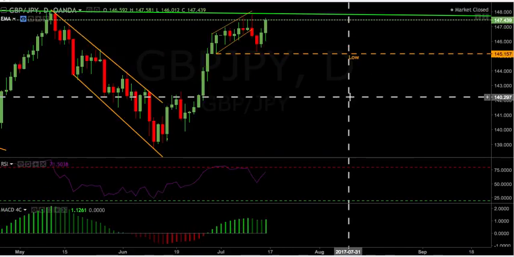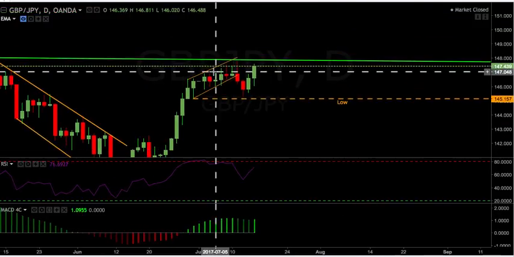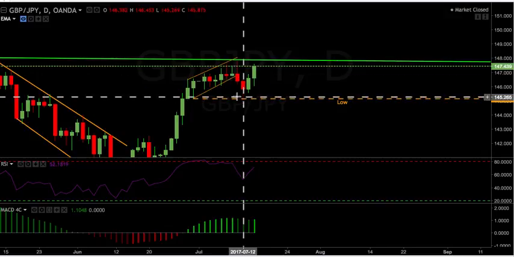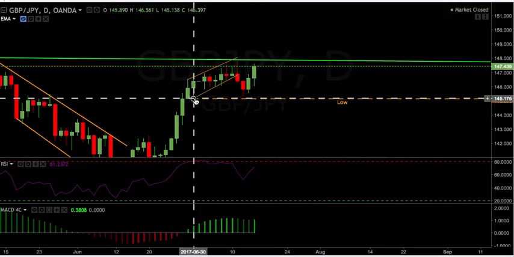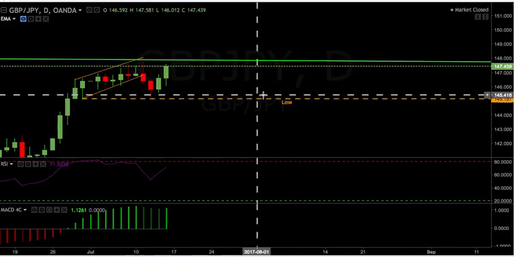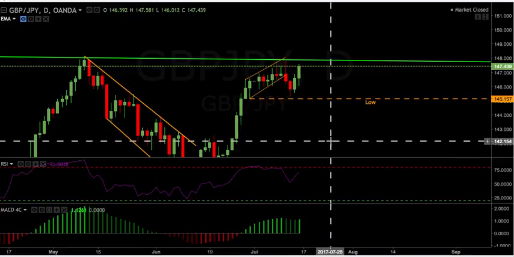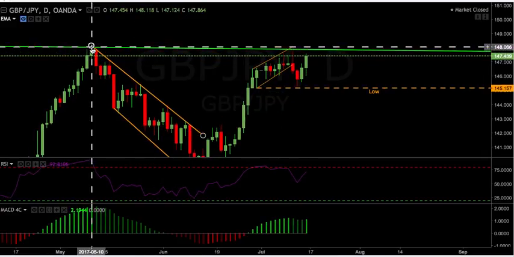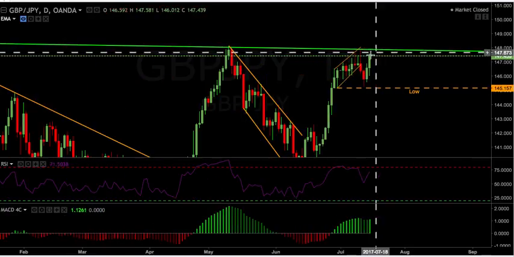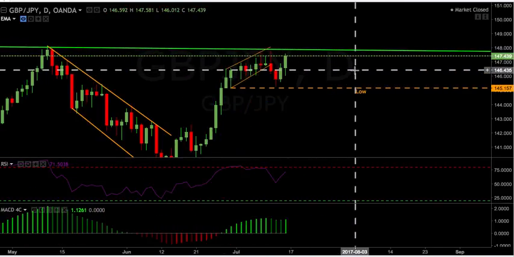Okay, pound yen. On the daily, pound yen formed an ascending channel and broke, bounced off of the previous low, and is moving back to retest the high. I didn't put a high up here because the trend line is there. That would actually be a third test, a third touch of that high. This is the first, here is the second, and here would be the third, which is very powerful.